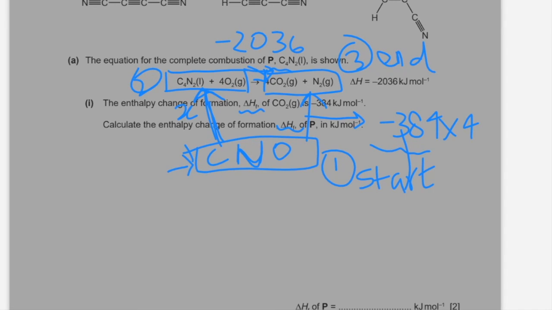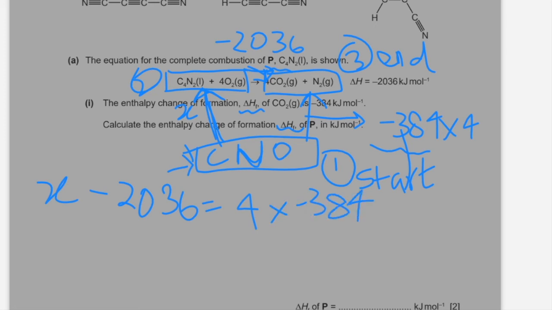That means when you go from box 1 to 2 and from 2 to 3, the energy changes would be equal to going from box 1 to 3 directly. And so that means from 1 to 2 you have X, and going from 2 to 3 it is negative 2036, which is equal to going from 1 to 3 directly, which is 4 times negative 384.